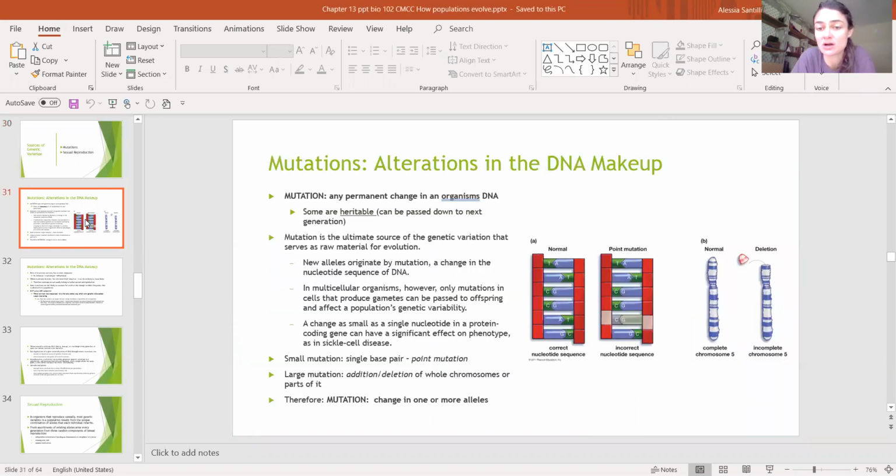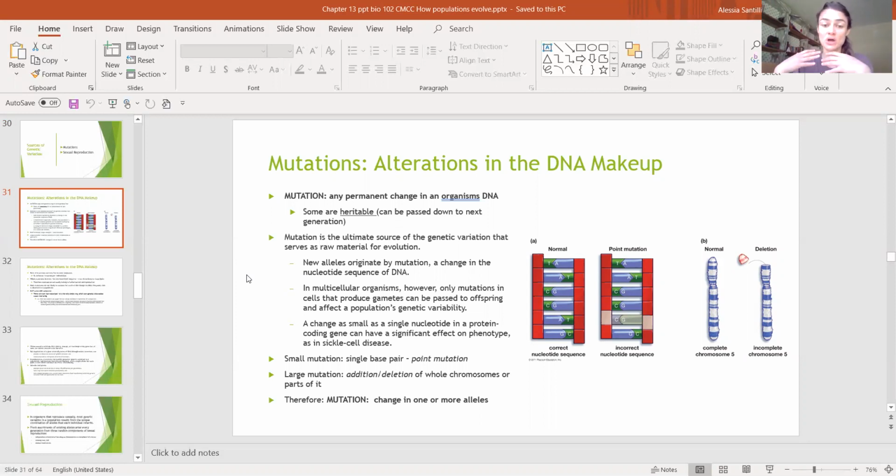So mutations are pretty much any kind of changes within your DNA sequence, and these changes are going to be permanent in the organism's DNA. Some of these changes can be heritable if they happen in the gametes, or the sex cells. Other changes aren't necessarily heritable. It's only those heritable mutations, the ones that happen in the gametes, that can be passed down to offspring. So mutations are the ultimate source of genetic variation that serve basically as raw material for evolution.